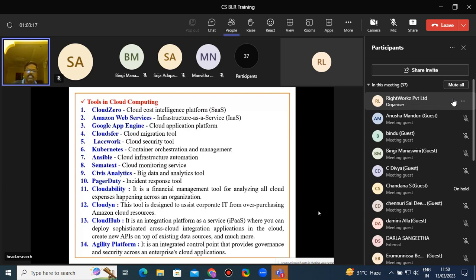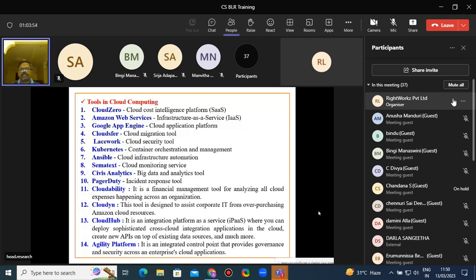It is an integration platform as a service, that is integration PaaS, where you can deploy sophisticated cross-cloud integration applications in the cloud with new APIs on top of existing data sources and much more. Agility platform: it is an integrated control point that provides governance and security across an enterprise's cloud applications.